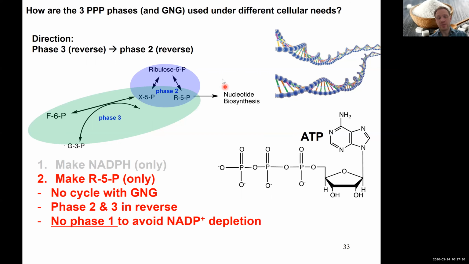So keep in mind, we're not cycling here. GNG is not involved. We are not using phase one. We actually need to be very careful here because if we were to be running phase one, we would deplete our NAD plus pool because we're not doing GNG. We're not recycling our glucose 6-phosphate. So phase one will actually not be occurring under these conditions. Okay, so only phase three, phase two, but in reverse.